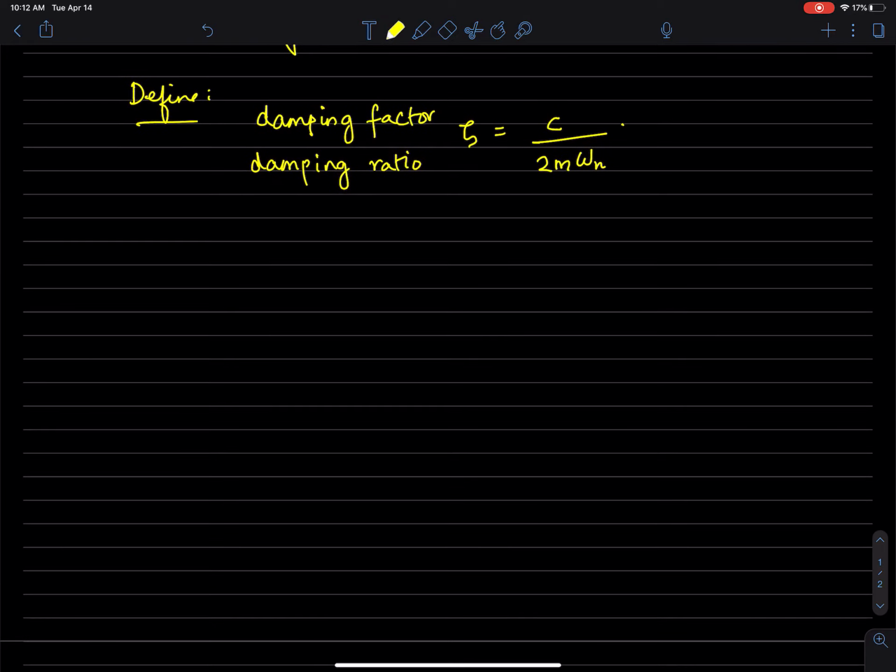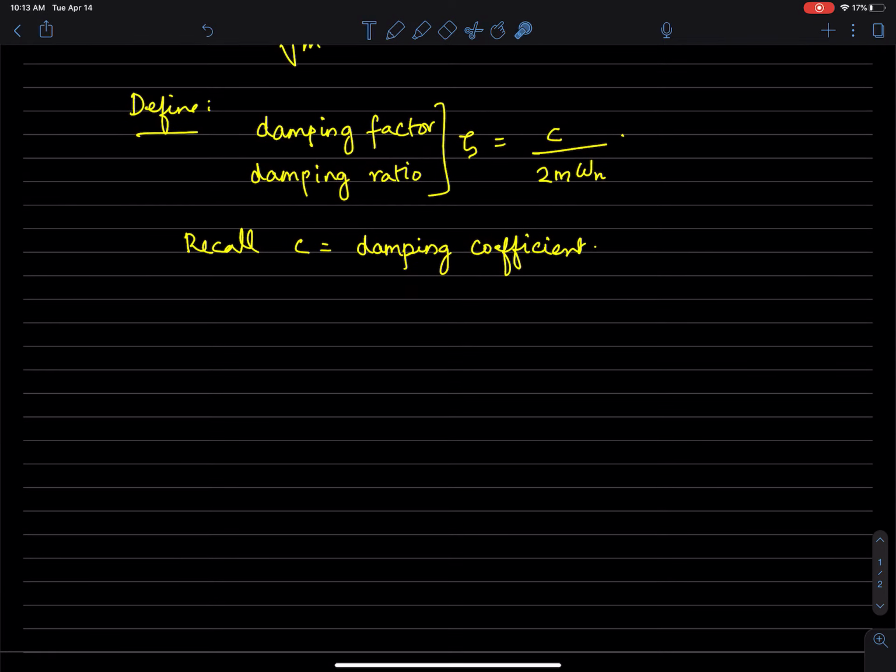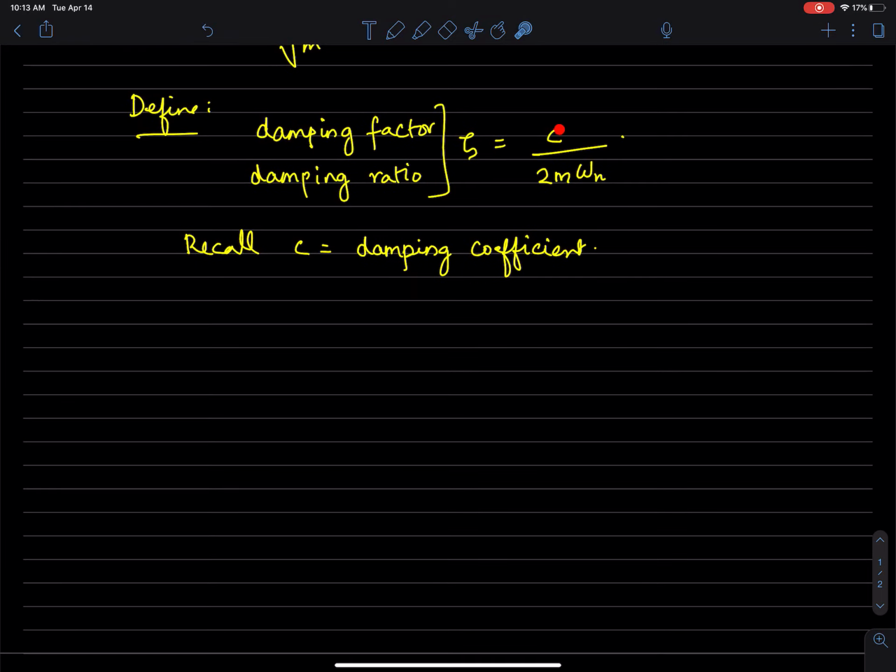Okay, so recall, c is called the damping coefficient, sort of like the drag coefficient. It's a damping coefficient, and then this quantity is called the damping factor or the damping ratio, which is the ratio of c and this quantity.